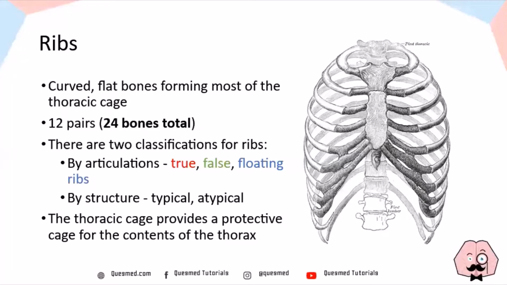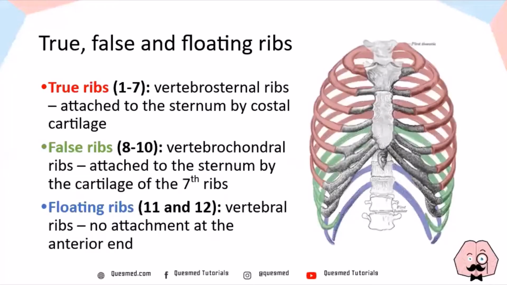The whole point of the thoracic cage is twofold. First of all, it protects the contents of the thorax, and it also allows for expansion and contraction to aid respiration.